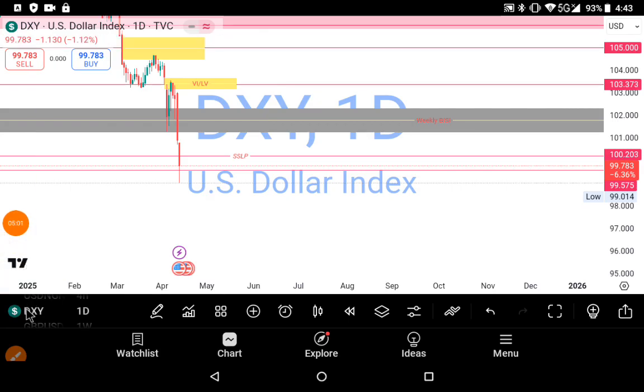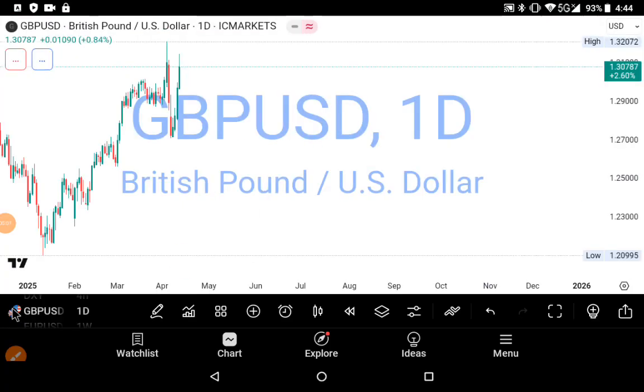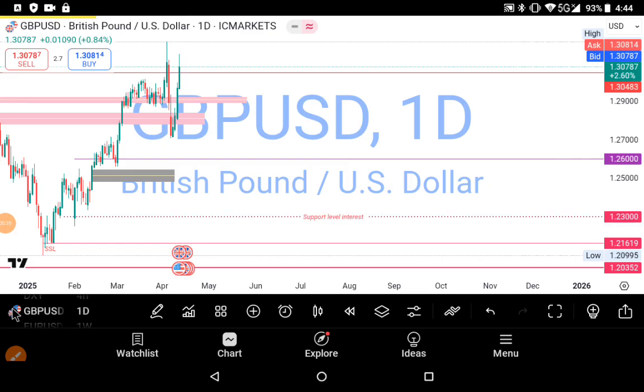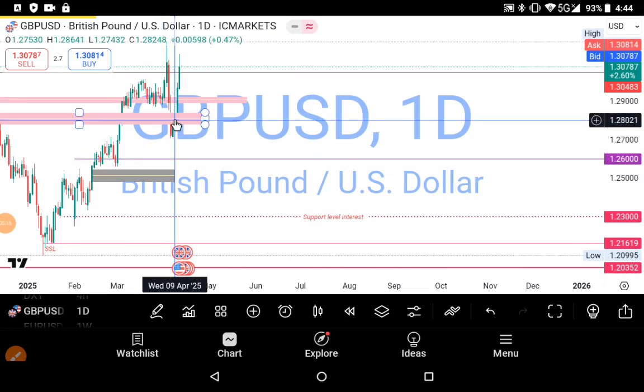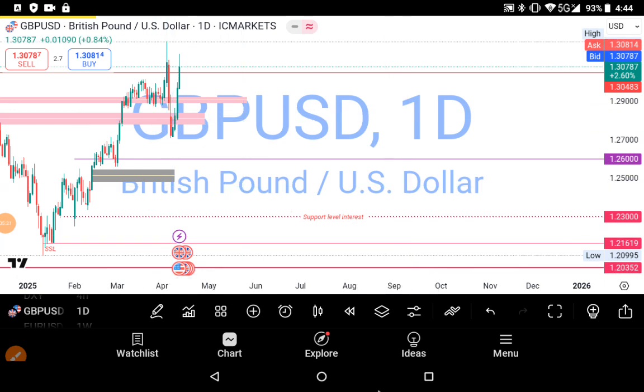Let's go to our GBP USD, which is our cable. Cable last week, looking for a low hanging fruit. I was interested in the market price visiting 1.28 thousand. I was expecting the market price delivering 1.28 thousand. So 1.28 thousand has been taken as well.